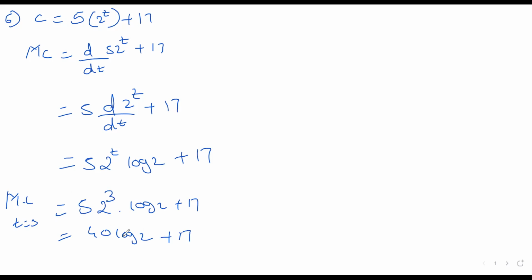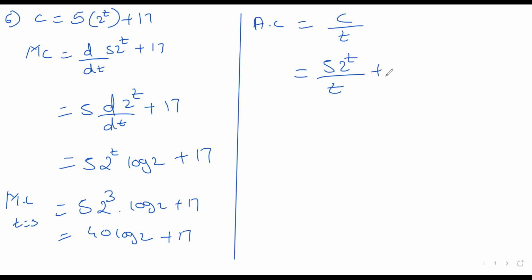This was marginal cost. What about average cost? Average cost is total cost divided by T. 5 into 2 raised to T upon T. मॅम आपण 17 चा डेरिव्हेटिव्ह का नाही घेतला? सॉरी 17 चा डेरिव्हेटिव्ह घेतलाय मी, चुकून तिकडे लिहिला नाही, तो 0 आहे. That is 0.